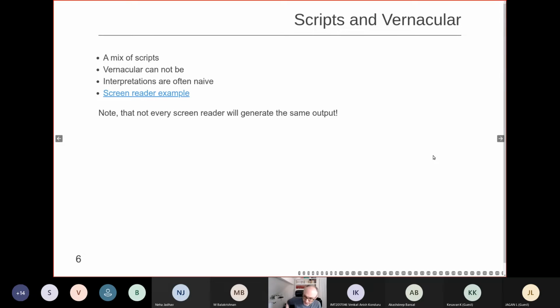Right, so let's have a first look at what's particular about scripts and vernacular. What does that even mean? Well, scripts generally means that you have different scripts from different alphabets. On the Indian subcontinent, you're very well aware of these things. In Europe, it's not necessarily the case, but what often happens in scientific documents is that you mix, for instance, Latin characters with Greek characters, as well as with special symbols from special character sets.